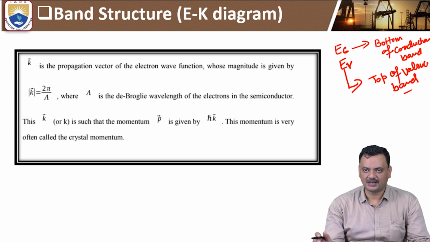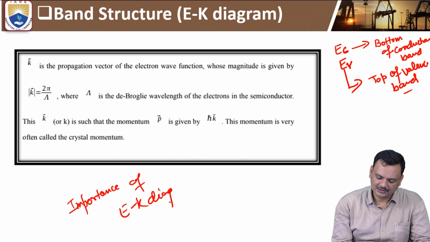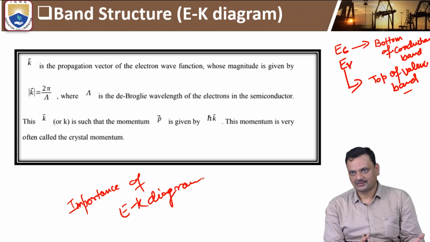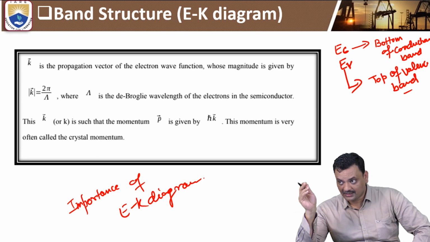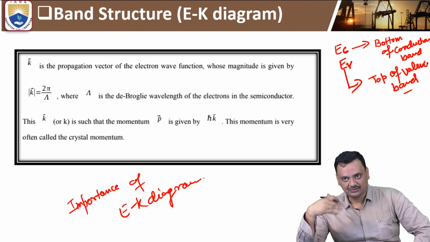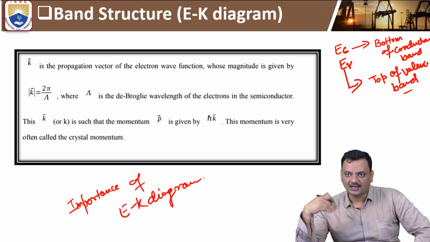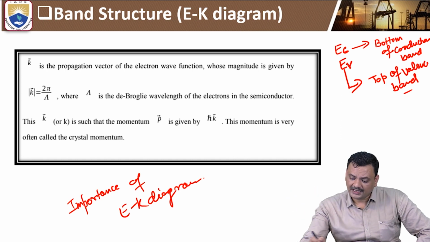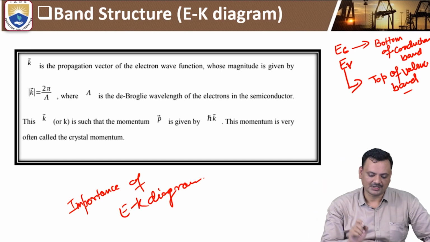So now we are discussing about importance of EK diagram. First how we will get the EK diagram, then which portion is relevant and why. Okay. So already we discussed some qualitative ideas, indirect nature or direct nature. So direct nature band gap is always useful for optoelectronic application.